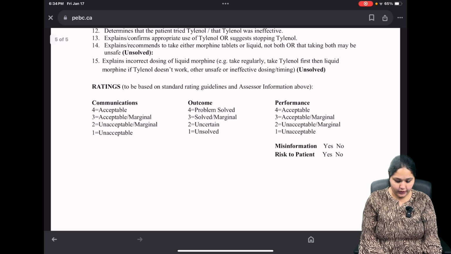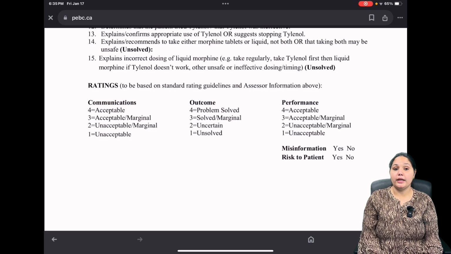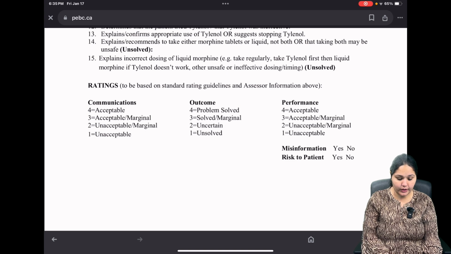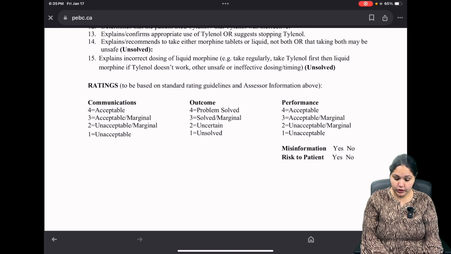As you can see over here, if you explain incorrect dosing of the liquid morphine, for example, as I told you, taking Tylenol first regularly, then liquid morphine, if Tylenol doesn't work, you can take the morphine. This is kind of an unsolved case. If you're able to see here, you can see the rating. Communication, there is a 1 rating for the communication.